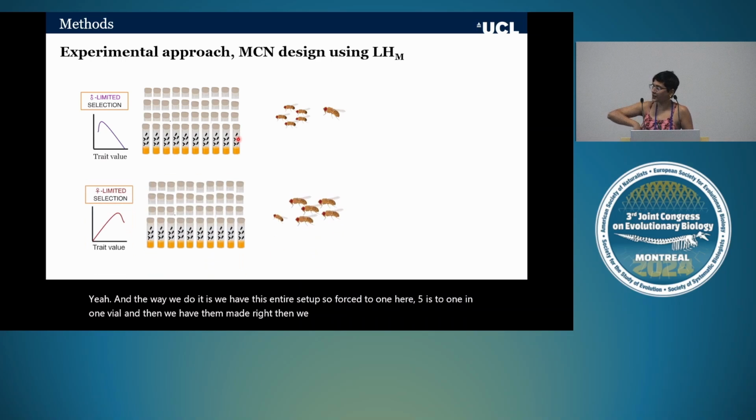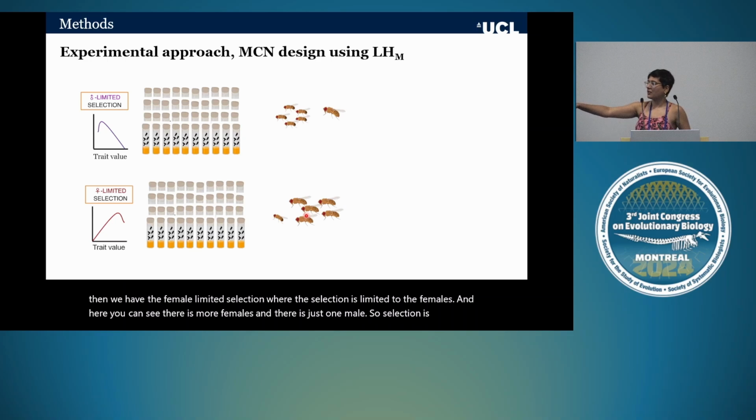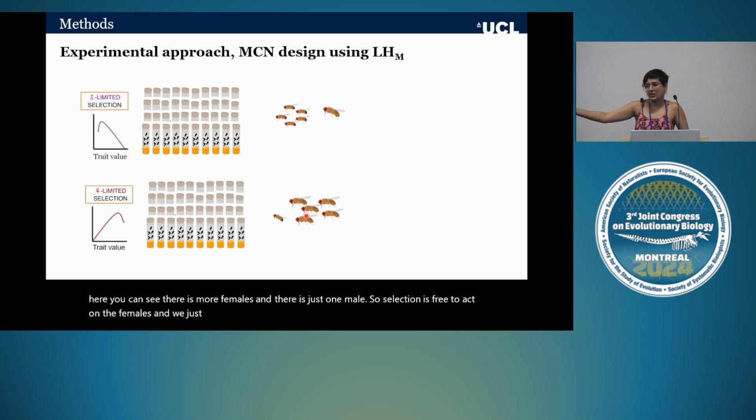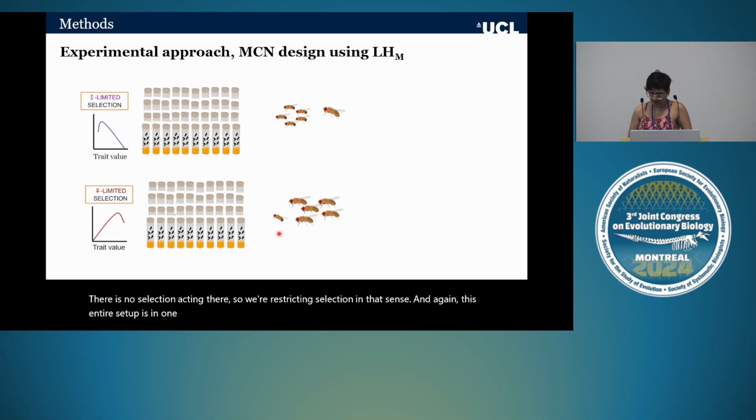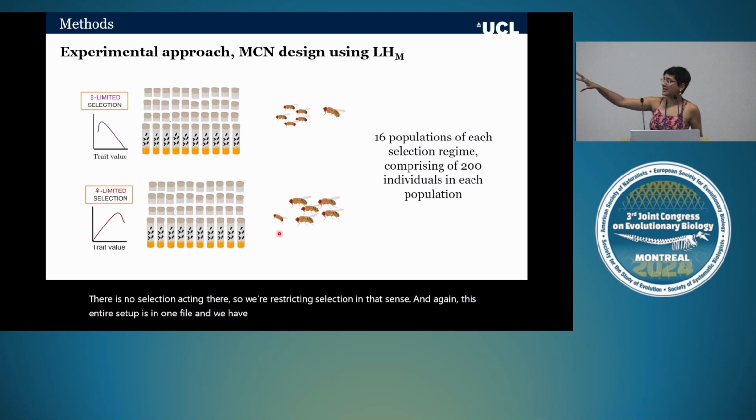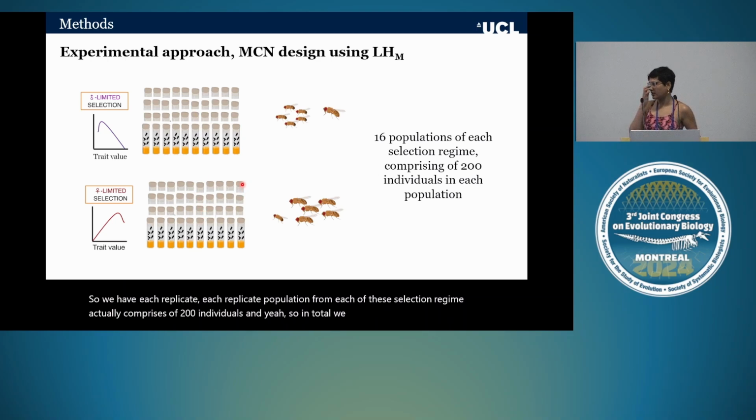Then we have the opposite as well, the female-limited selection, where the selection is limited to the females, and here you can see there are more females, and there is just one male. So selection is free to act on the females, and with just one male there's no selection acting there. So we're restricting selection in that sex. Again, this entire setup is in one vial, and we have 16 populations of each of these selection regimes. Each replicate population from each selection regime comprises 200 individuals. So in total we have 32 of these populations.